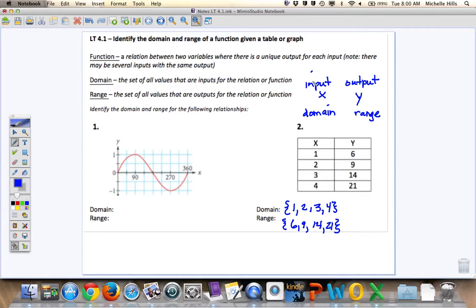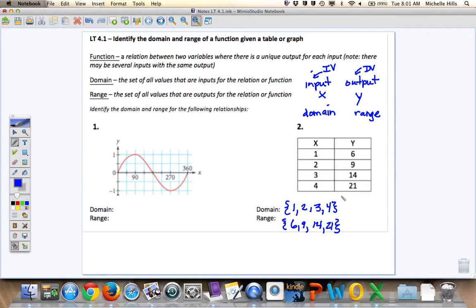Okay, one thing that will come up sometimes, this is the part that's not alphabetical order, but your input goes with your independent variable. Input, independent variable, which means your output goes with your dependent variable. Because y depends on x, the output depends on the input, the range depends on the domain if it's a function.